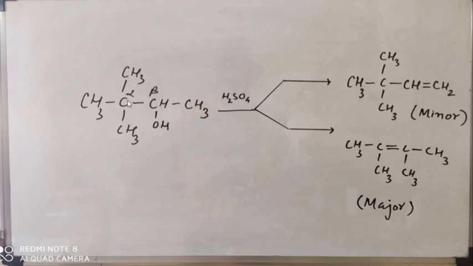It's a 3,3-dimethylbutan-2-ol. When it is treated with concentrated sulfuric acid, the elimination reaction takes place according to the Saytzeff rule. So this is the alpha carbon, this is the beta hydrogen. The removal of the beta hydrogen and the OH from here, as a water molecule, gives 3,3-dimethylbut-1-ene as the product. So our expected product is 3,3-dimethylbut-1-ene.